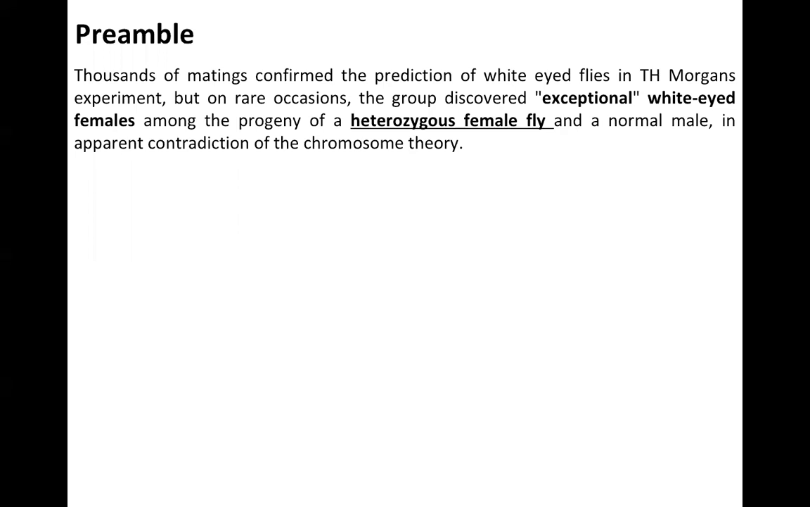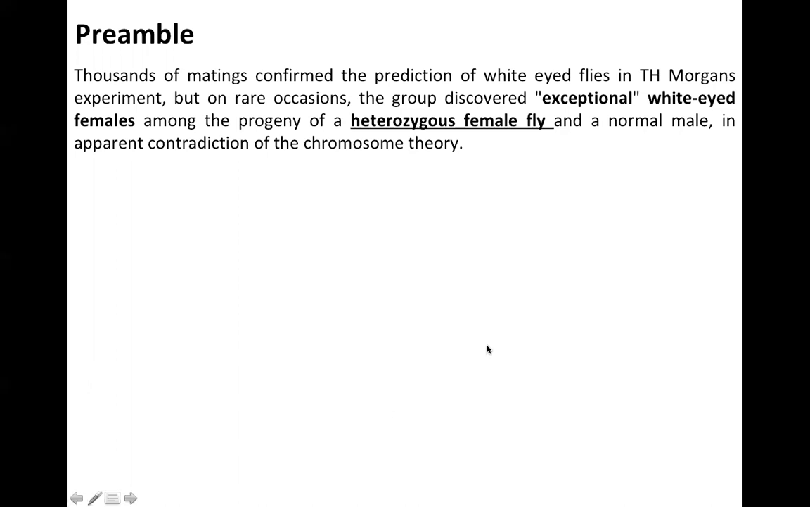on a rare occasion, they discovered exceptional white-eyed females. See, the first T.H. Morgan experiment was based on a white-eyed male. But while doing the previous experiment on white-eyed males, they exceptionally discovered unusual, atypical white-eyed females.